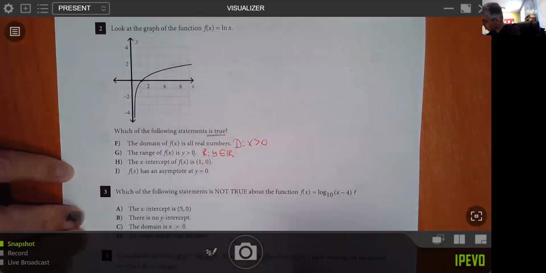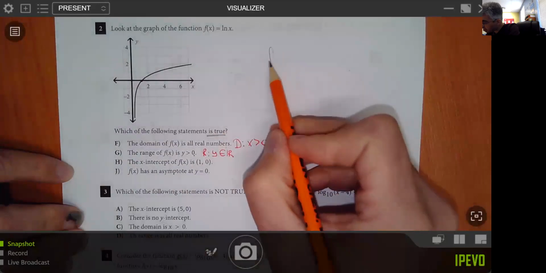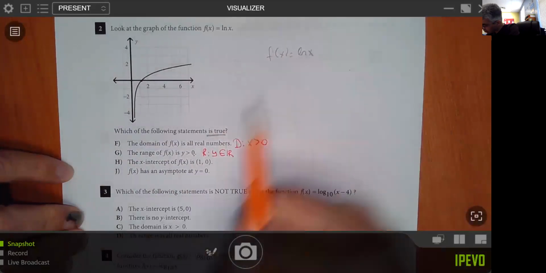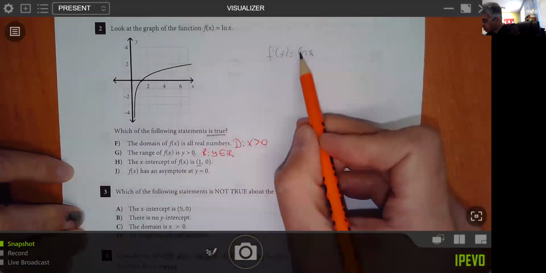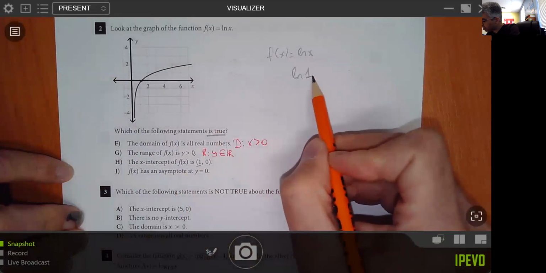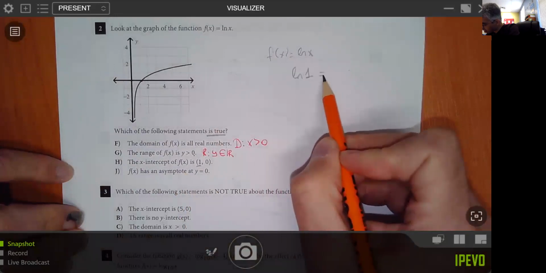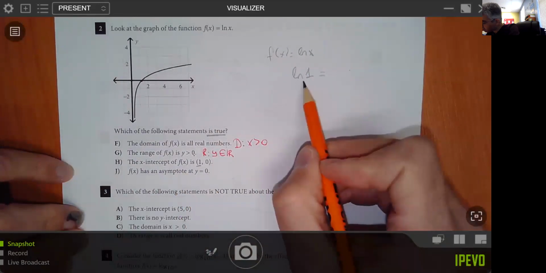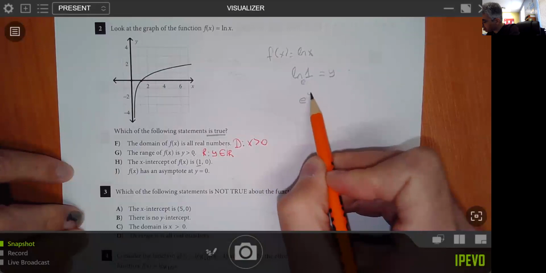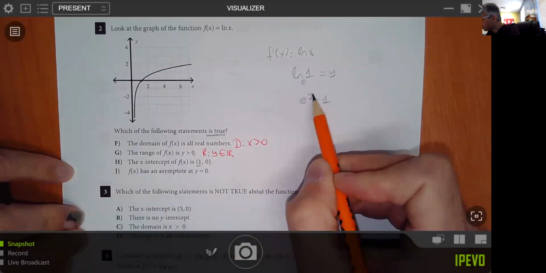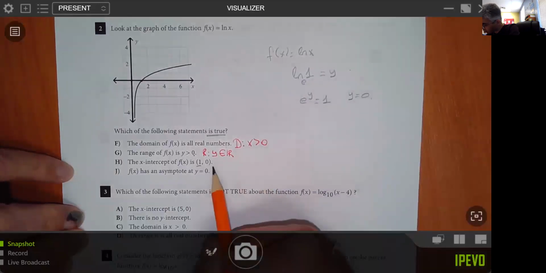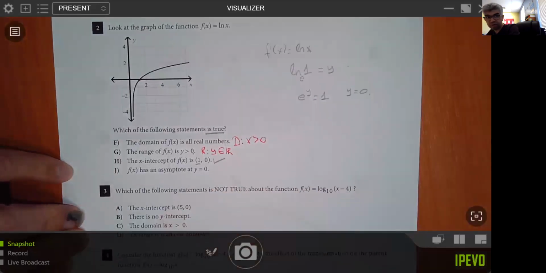So let's see if these values satisfy the function. Where x is 1, this is the natural logarithm, ln. We are looking for ln 1. What is ln 1, guys? The base is e here. Let's say y, e to the power of y is equal to 1. Which power of e is 1? That is 0. Okay, it is the correct one.